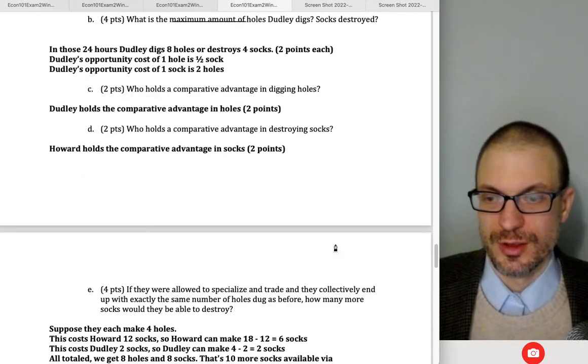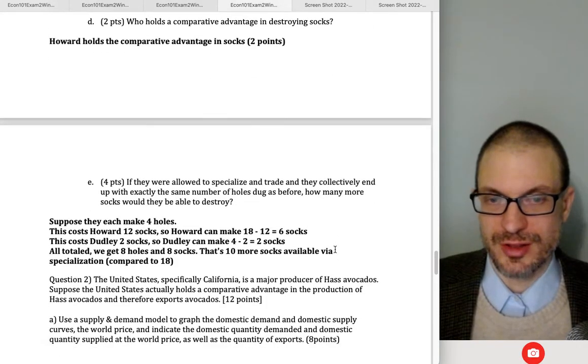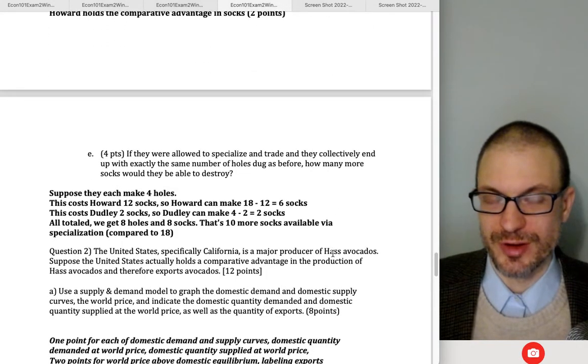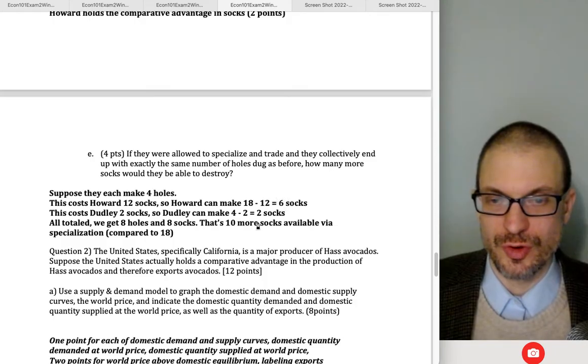Okay. So if they're able to specialize and trade, and collectively end up with the same number of holes as dug before, how many more socks are they able to destroy? Suppose they each made 4 holes. That costs Howard 12 socks, so Howard can make 6 socks. This costs Dudley 2 socks, so Dudley can make 2 socks, or 4 minus 2 is 2 socks. So that's a total of 8 socks. So they'd get 8 holes and 8 socks.